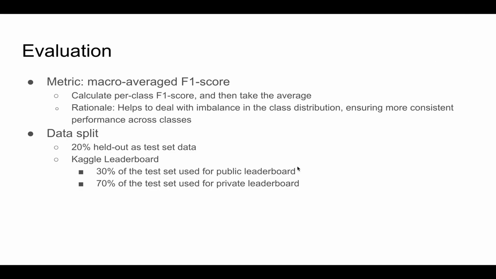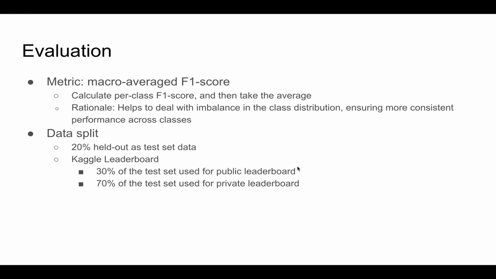The evaluation metric that we chose was macro average F1 score. For this metric, we calculate the F1 score for each class and then take the average. The rationale for using this metric is that it helps to deal with the class imbalance and ensures a more consistent performance across classes, avoiding biasing classes that may appear more frequently in the data distribution.